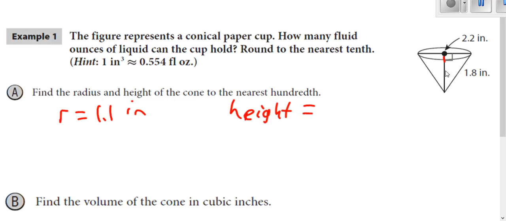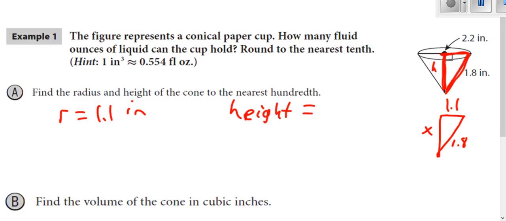We want this. So to find out what the height is, if you look at what we know the radius, we know this slant height. We're just looking for the height. That makes a right triangle, so we're going to solve it like a right triangle. This was 1.1. You don't know that. You can call it x, you can call it h, whatever you want. And this is 1.8.